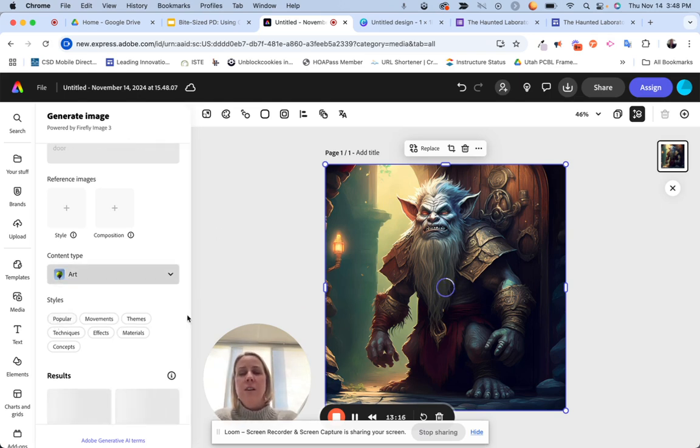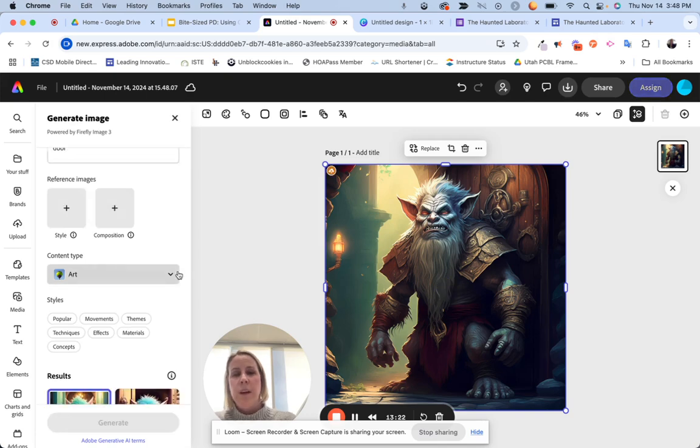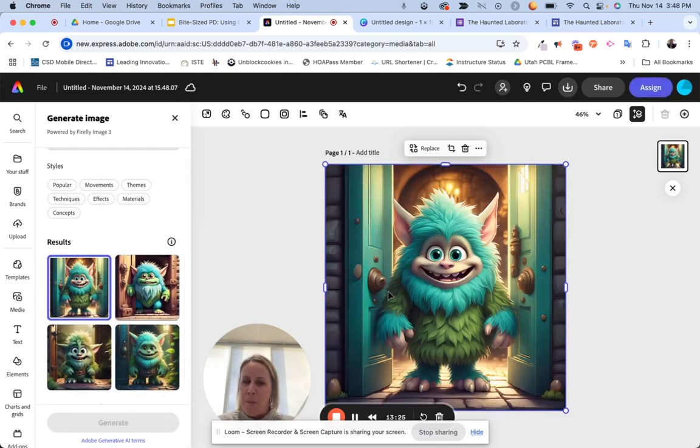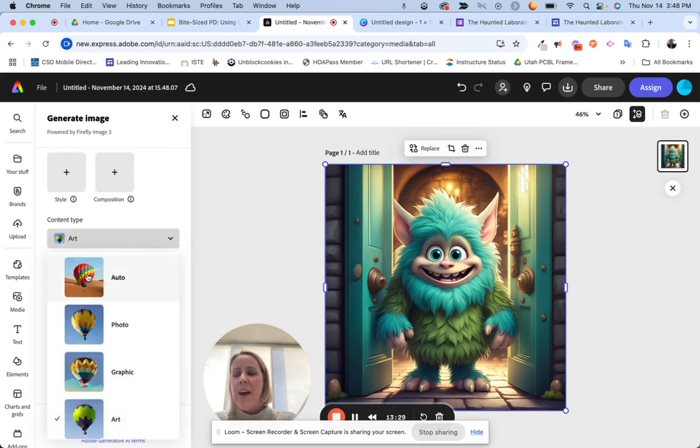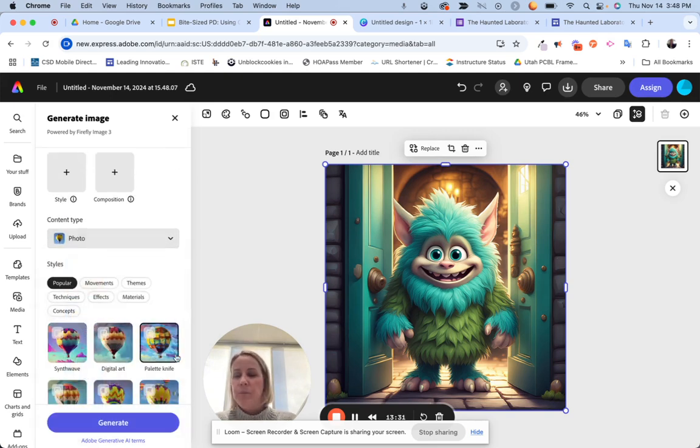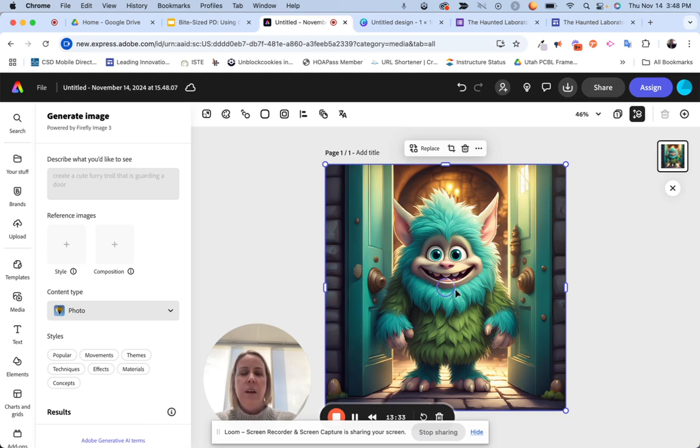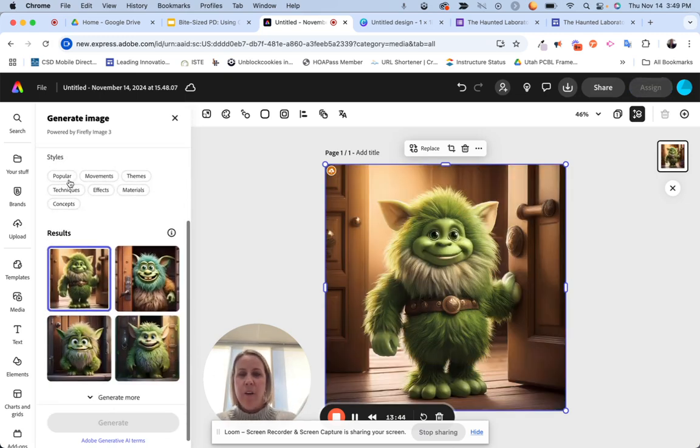But because I have art selected, it's going to have more of an art feel, maybe a more cartoonish feel. I'll show you what it looks like if I click on. So that one's a little bit better. I think I would like this one more than the other one for 5th graders. But if I want to do a photo, this will actually make it more realistic and more of a photo versus a cartoon. So that's how you can utilize Adobe Express if you wanted to create a photo.